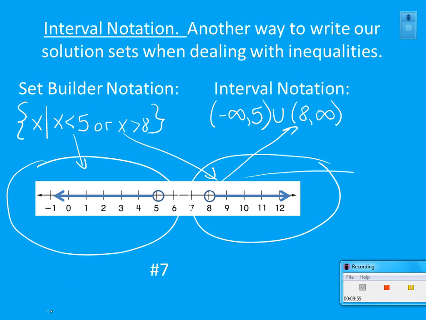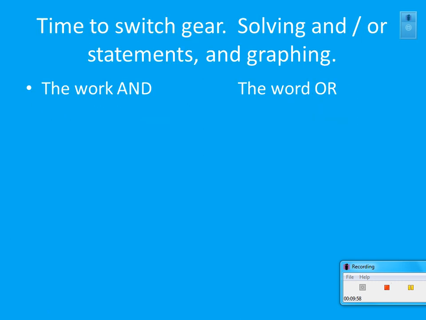Now I'm going to switch gears a little bit and get to the main part of the lesson. If you will, on your notes, write these down where it says the meaning of the word and, the meaning of the word or. Mathematicians mess things up just a little bit sometimes. The word and means both statements must be true.